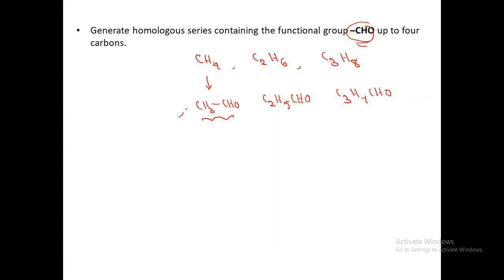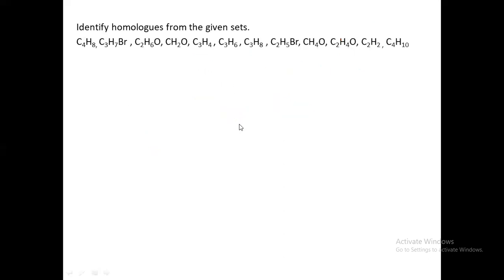So what is a one carbon aldehyde? Just write the aldehyde functional group, and subtract CH2 from this, so it will be HCHO. That's the first aldehyde, methanal. So these are the first four members of an aldehyde series. If you are asked to generate a homologous series with a functional group, just think of the alkane formula, and replace the hydrogens with the functional group. You will get the corresponding required homologous series. I hope it's clear.